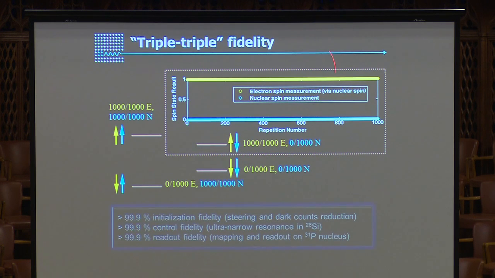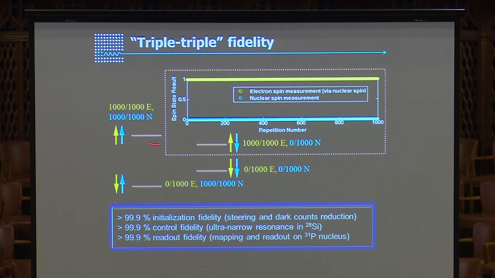So with a bit of optimization, Stephanie Simmons, who was in my group when this data was taken, has gotten this data, which is either the most exciting or the most boring data set you've ever seen, depending on your point of view. This is a data set where she prepared 1,000 times the electron up, nucleus down state, and measured it. And 1,000 times you get electron up, nucleus down. Just bam, bam, bam, bam. You just can't miss it.